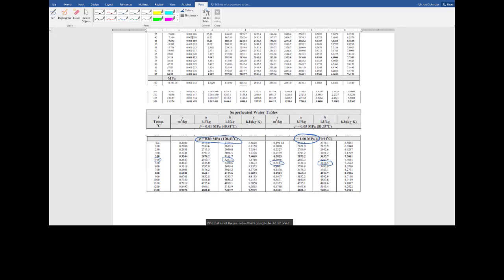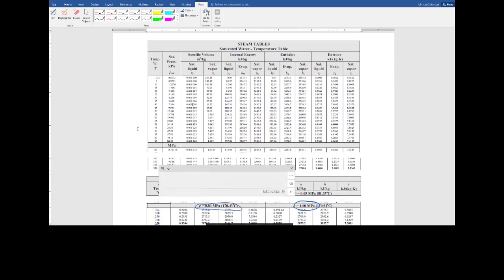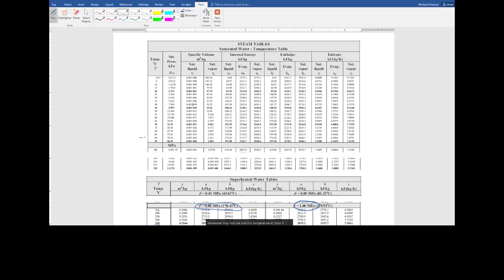Then the other thing I can do, remember they told me that the temperature at state 3 was 90 degrees and the quality at state 3 was 0.9. So here I want HF. Well, I'll take all 3 of these: HF, HFG, and HG. So they're going to be 376.92, 2283.2, and 2660.1.